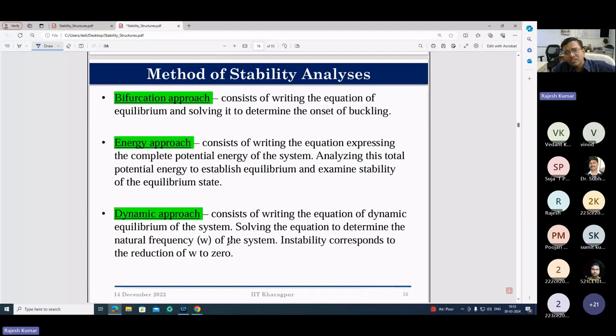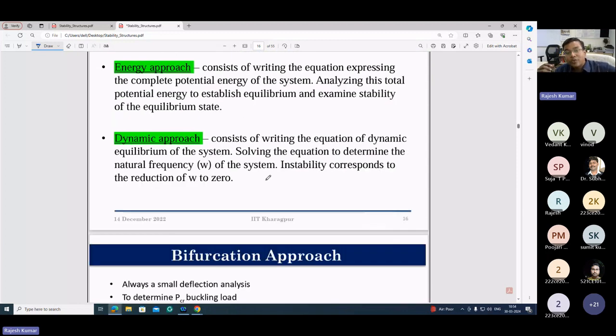Bifurcation approach consists of writing the equation of equilibrium. We write an equilibrium equation and try to solve that, to find the buckling loads. In the energy approach, we have to write the total potential energy of the system, and then examine the stability of the equilibrium state using the energy approach. So we write the energy, not equilibrium. Dynamic approach: writing the equation of dynamic equilibrium of the system, solving the equations to determine the natural frequency of the system, and instability corresponds to the natural frequency reducing to zero.